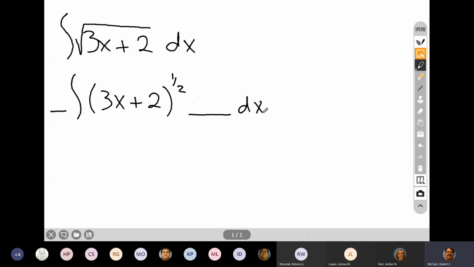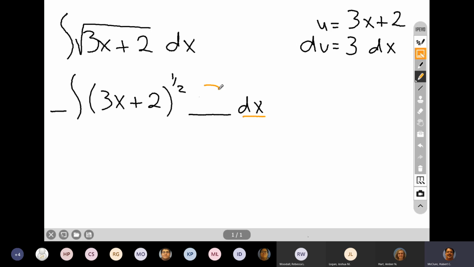So I'm going to go over here and make u equal the only thing I can make it equal, and that is 3x plus 2. du is going to be equal to 3 dx. Well, we have a dx. We just don't have a what? We don't have a 3. So I'm going to add a 3 to the integration, and that means I've got to add a 1/3 out here. Now, somebody tell me what 1/3 times 3 is. 1. 1.